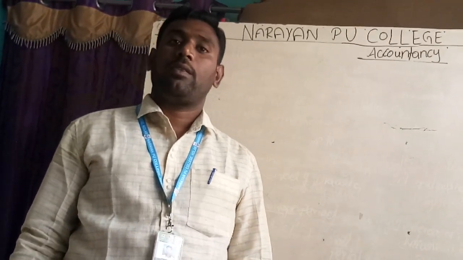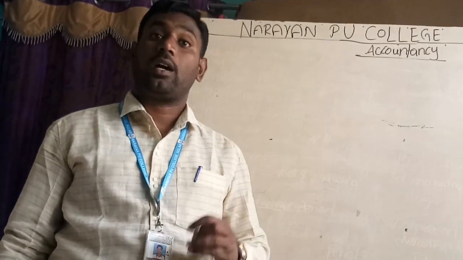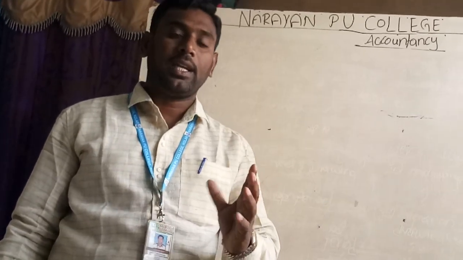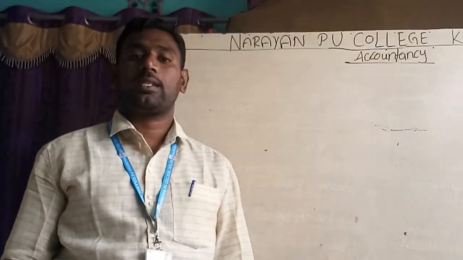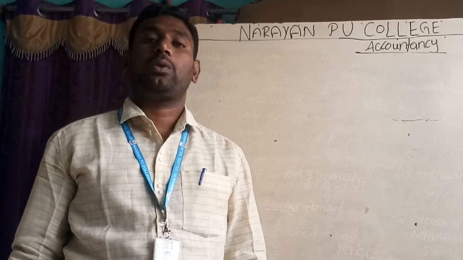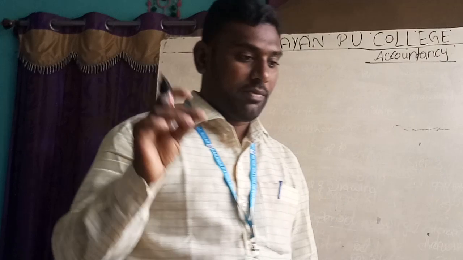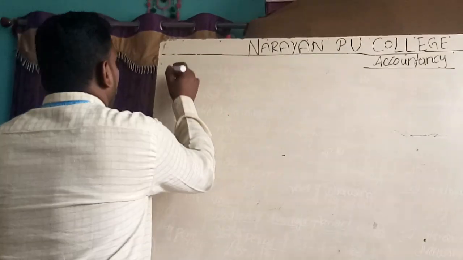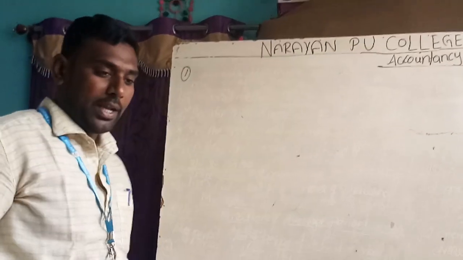In the last class, we discussed monthly drawings, middle of the month drawings, and also end of the month drawings. During that time, we discussed how the interest rate fluctuated. But in this class, we discuss if a partner withdraws on a quarterly basis, how to calculate interest on drawings. So let's come to one question about this manner only.